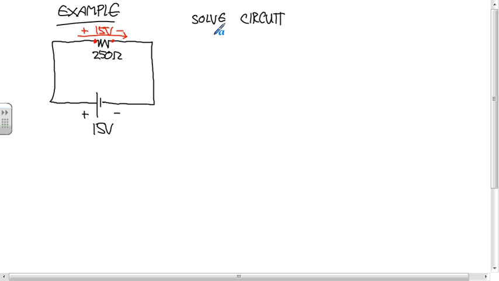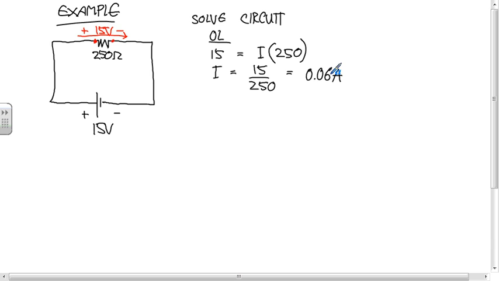Yep, so we use Ohm's law. Ohm's law says 15 volts is equal to I times 250. So I is equal to 15 over 250, and that is 0.06 amps. And so the magnitude of the current here is 0.06 amps.